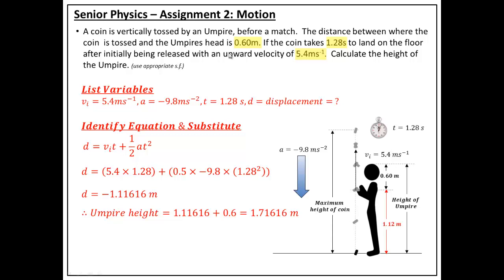Once you've calculated this answer, it's just a case of stating it to the correct degree of accuracy. If you look in the question, the 3 variables that we were given, we've got the time that was given to 3 significant figures, both the initial velocity and the other distance were given to 2 significant figures, and therefore we can only be as accurate as our least accurate piece of data, which was to 2 significant figures. And so our final answer becomes 1.7 meters.